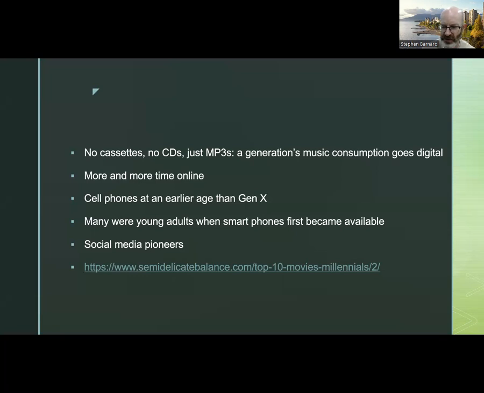Okay, a big difference between previous generations. Unlike Generation X, which had cassettes, and then later on got really into CDs, for the millennials, no cassettes, no CDs. They would just listen to their music with MP3 files. Here I wrote, a generation's music consumption goes digital.